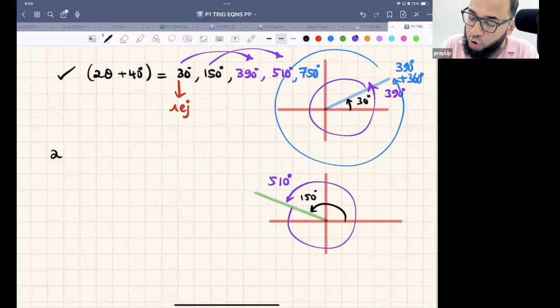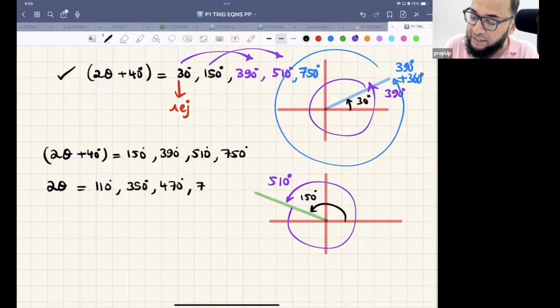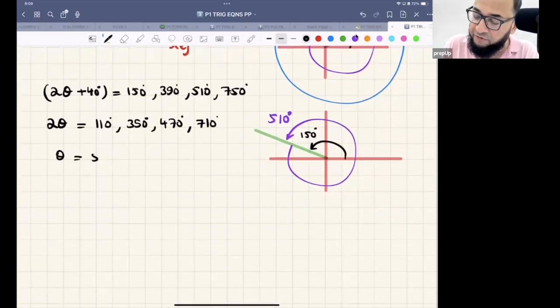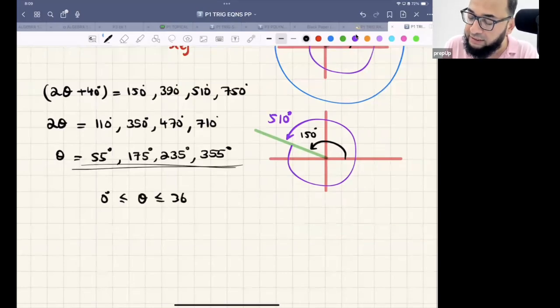So now I'll write 2 theta plus 40 degrees is equal to 150, 390, 510, 750. Therefore, 2 theta equals 110 degrees, 350 degrees, 470 degrees, 710 degrees. So therefore, theta becomes 55 degrees. This is 175 degrees. This is 235 degrees. This is 355 degrees. Your final answer should lie between theta 0 till 360 degrees.